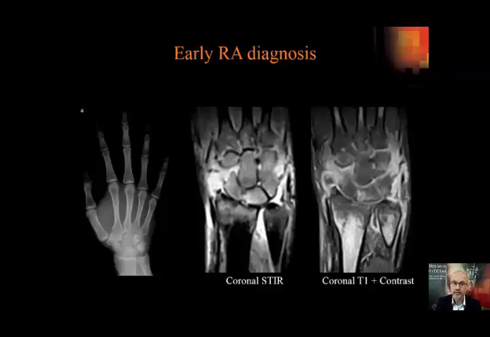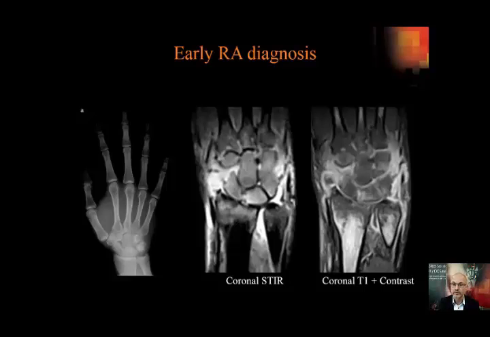In early RA, usually you start with an X-ray, as you can see on your left hand. If you do MRI in the same patients that has high disease activity, you will see on the fluid-sensitive images like STIR that you have both severe synovitis as well as bone marrow edema in the joint.